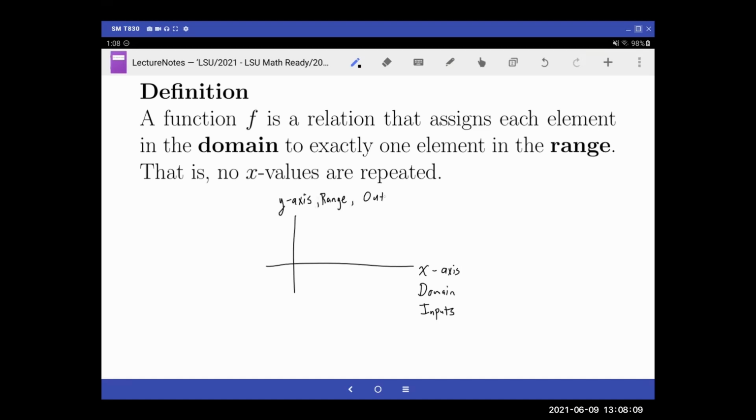Think outputs. Okay, so really when you hear domain, think what are you plugging in? Range, think what's coming out. Okay, these are also called the independent and dependent variables, right? All right.